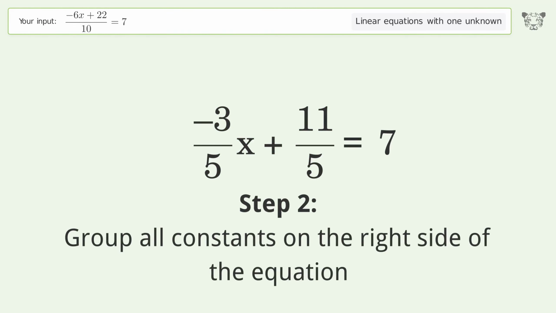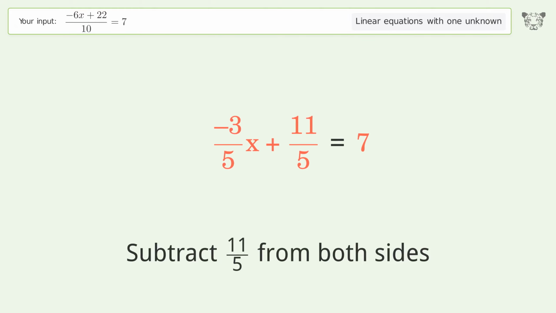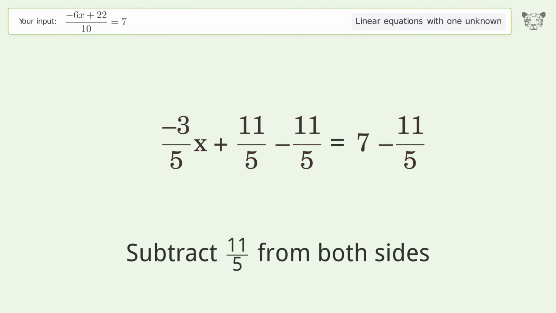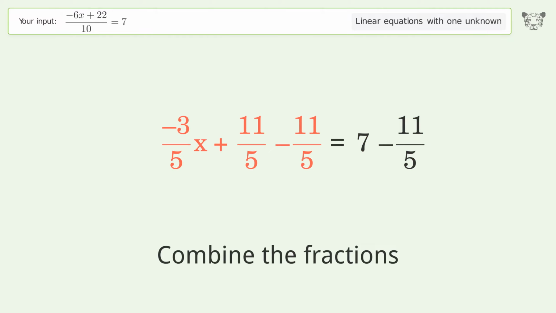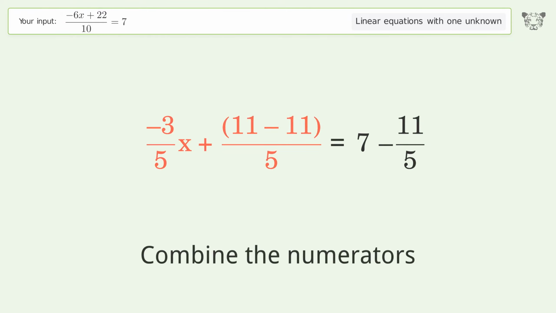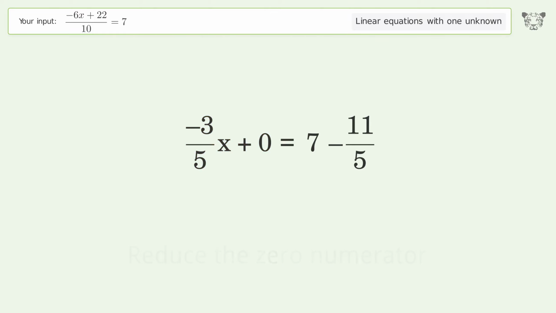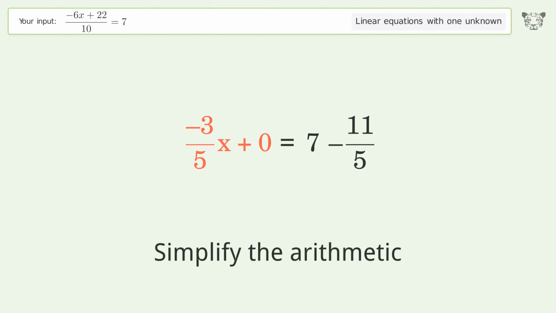Group all constants on the right side of the equation. Subtract 11/5 from both sides. Combine the fractions. Combine the numerators. Reduce the zero numerator. Simplify the arithmetic.